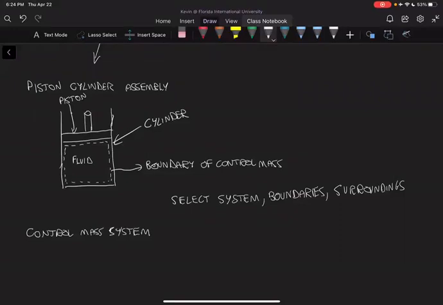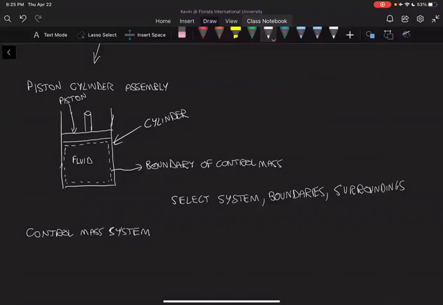Okay, just as if we had a cup of water that was closed or a cup of tea that was closed on the desk, that could be our system, and our classroom could be our surroundings. Okay, so that's the idea behind a control mass system. And the boundary would be the walls of the cup, for example, or the walls of the classroom in the case of the first example. Okay, so that's the first example of a closed system.